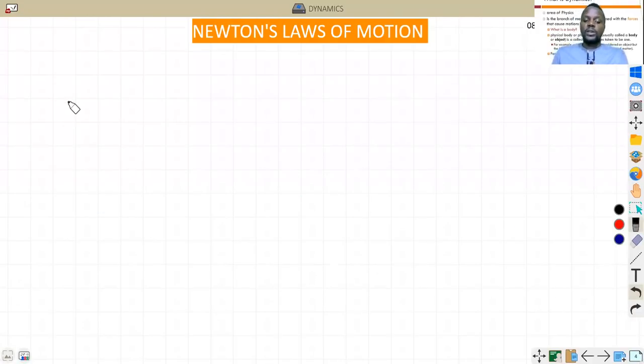Fine. Newton's laws of motion. About Newton's laws of motion, I'm going to classify them into, we all know that it is 3. So for now, in your early classes, you have learned about how it is being described. The first law of motion is called the law of inertia.